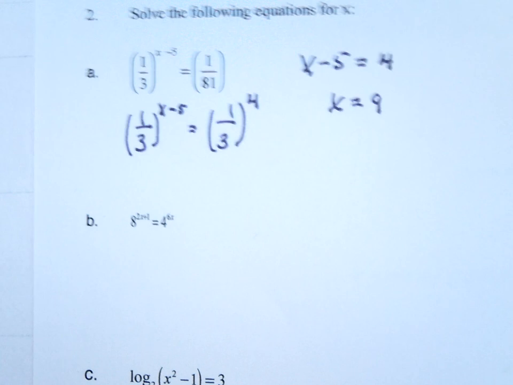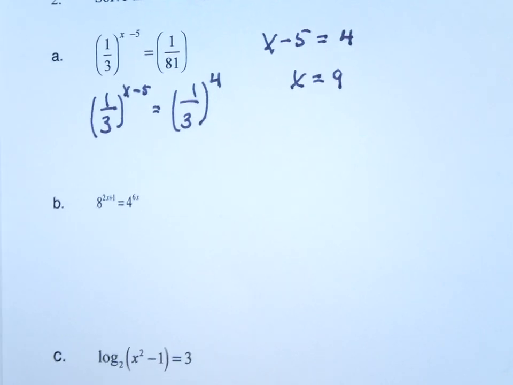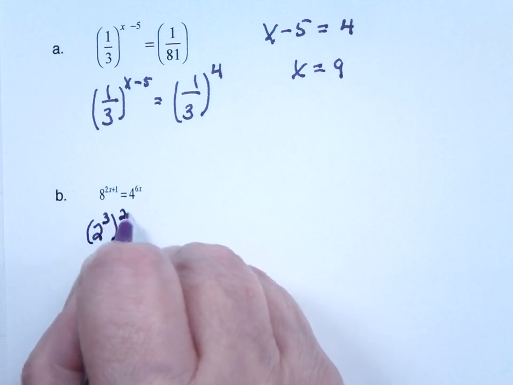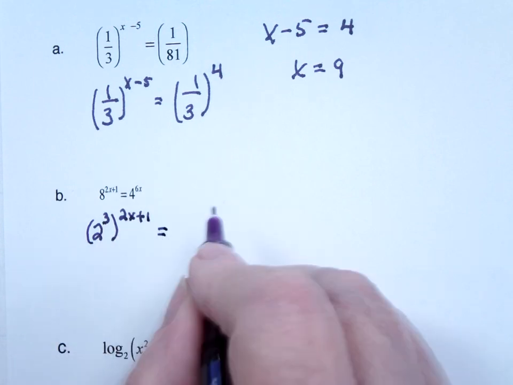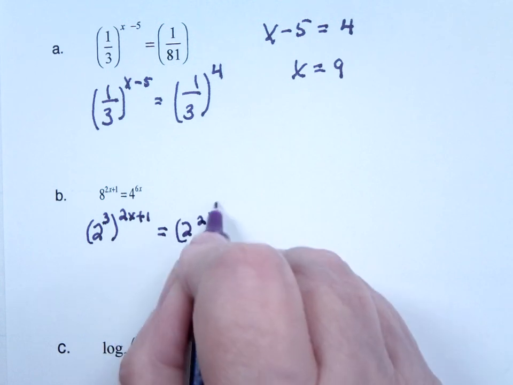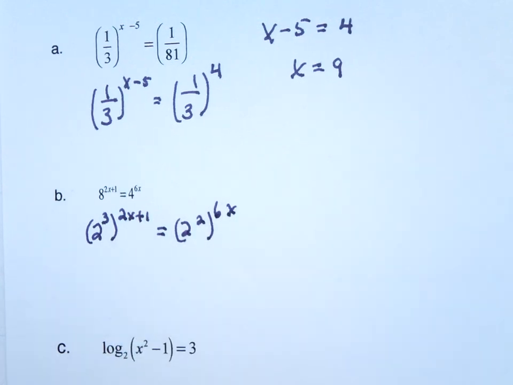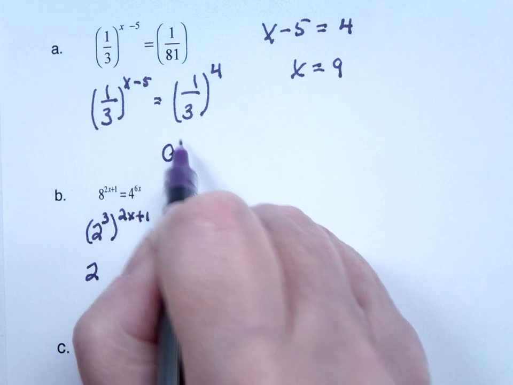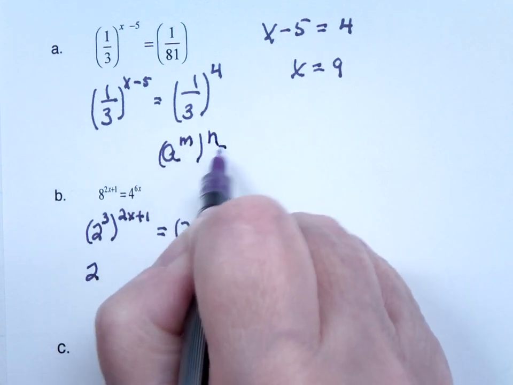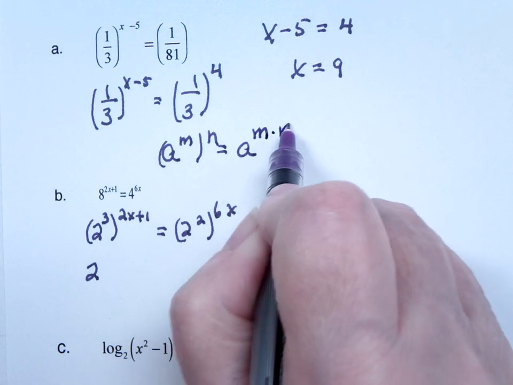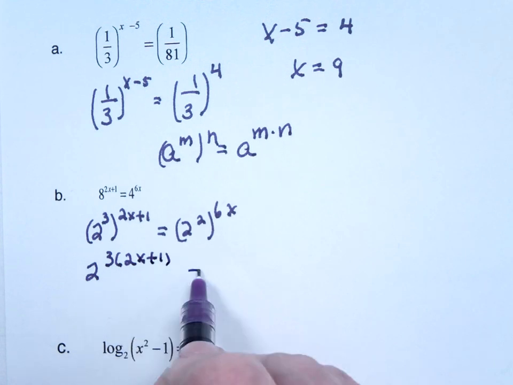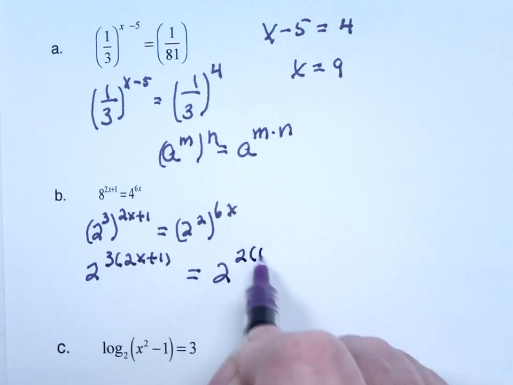Right now the practice is on writing things to the same base. Can 8 and 4 be written to the same base? The answer is yes, to 2. This is 2 cubed to the 2x plus 1 equals 2 squared to the 6x. Or 2, now using the properties of exponents we talked about yesterday, that a to the m to the n power is a to the m times n. This is 2 to the 3 times 2x plus 1 equals 2 to the 2 times 6x.